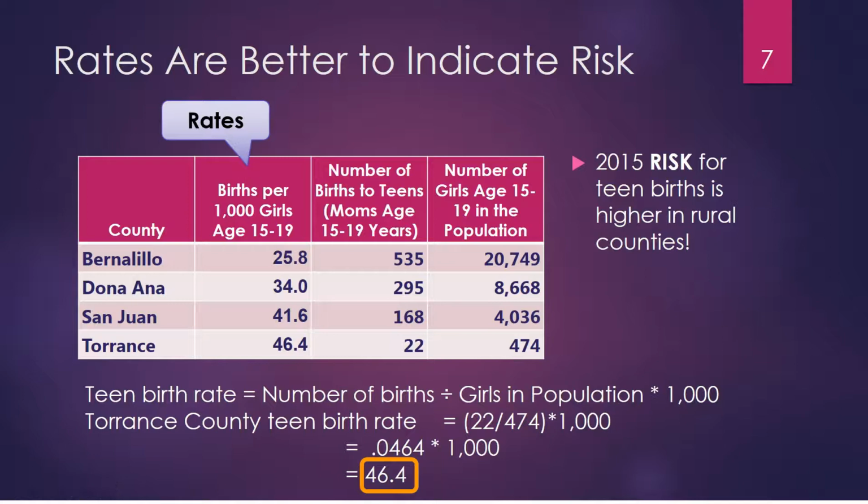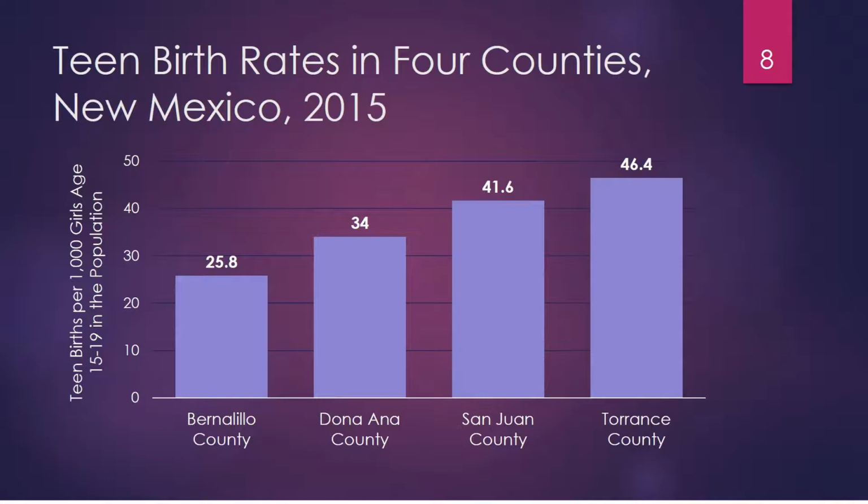In this example, after we calculate rates for each of the 4 counties, we can see that Torrance County, the county that had the smallest number of teen births, had the highest teen birth rate. Among the 4 counties, Torrance County girls were the most likely to give birth, or we could also say they're at the highest risk for teen births. Here's a graph of those teen birth rates for the 4 counties. The different height of the bars indicates the different risk levels. Bar graphs are one way to visualize the data.